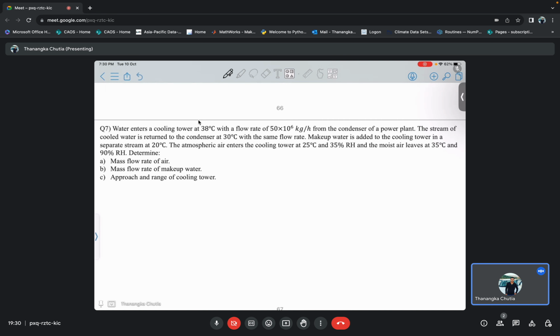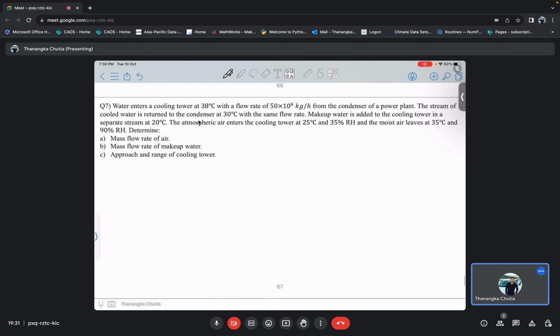And then atmospheric air enters the cooling tower at 25 degrees Celsius, 35% relative humidity, and the moist air leaves at 35 degrees Celsius and 90% relative humidity. Determine the mass flow rate of the air, the mass flow rate of the makeup water, and the approach and the range of the cooling water. Okay, so let us first draw the schematic diagram of this cooling tower.